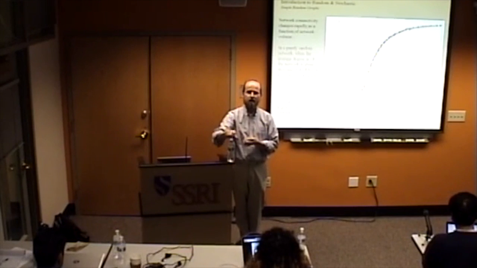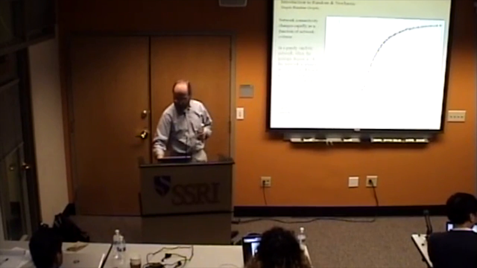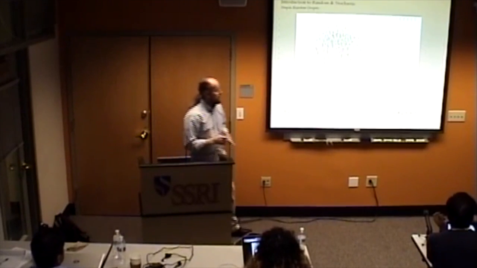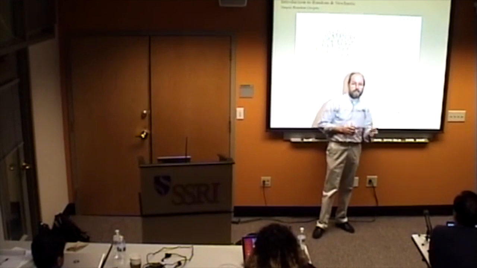John? Maybe a silly question, but are you assuming a tie probability of 0.5? No. So what I'm assuming is a tie probability, actually in this case, I'm assuming a tie probability of 0.0024. So each edge has a 0.0024 probability of being on.